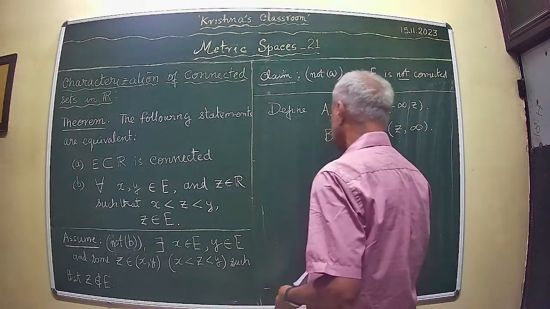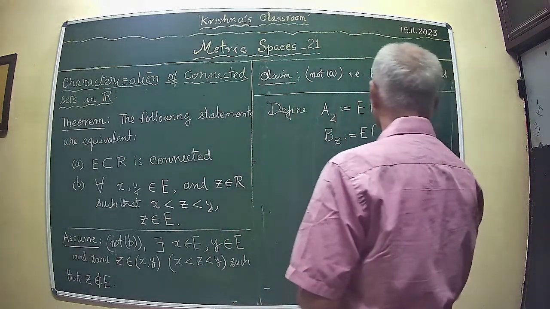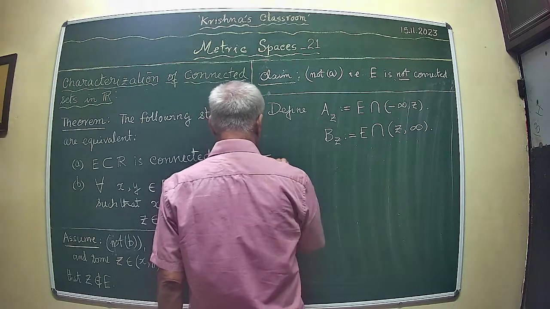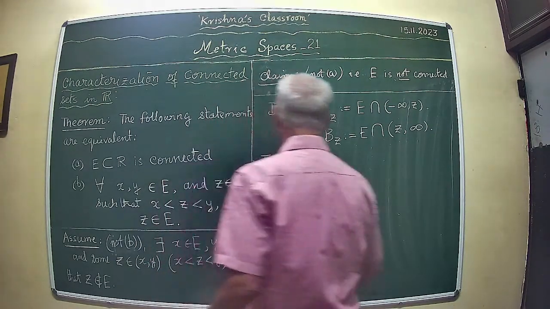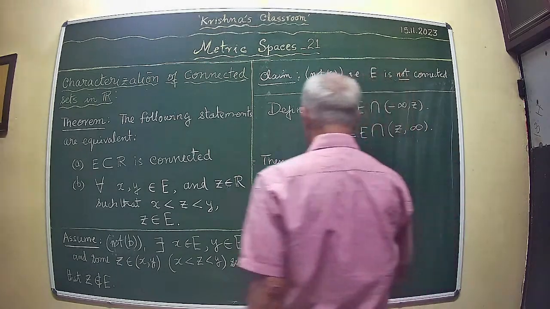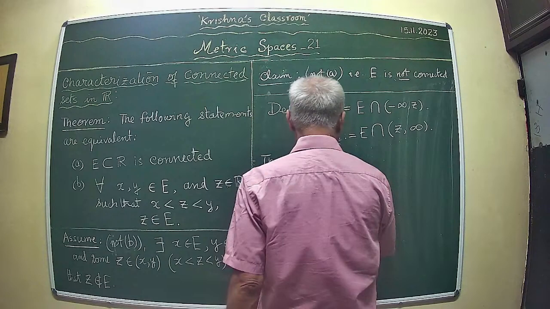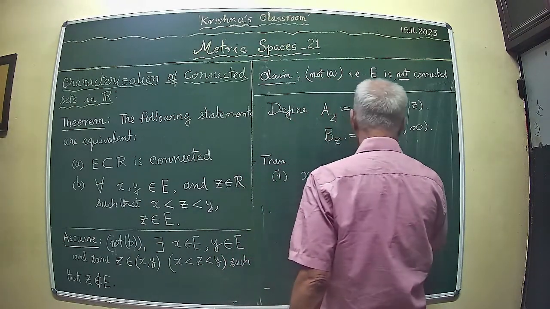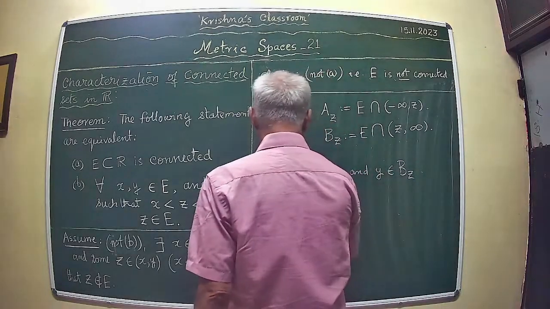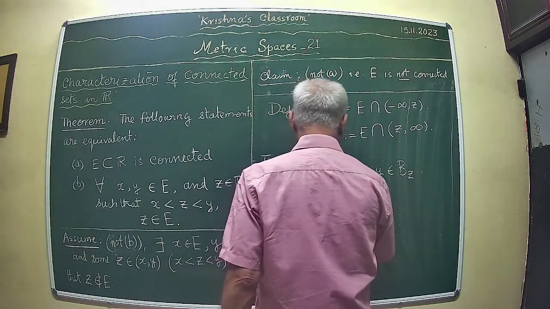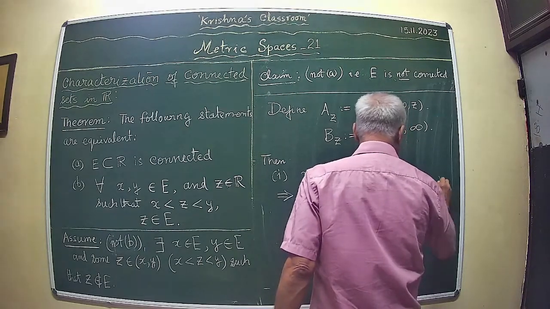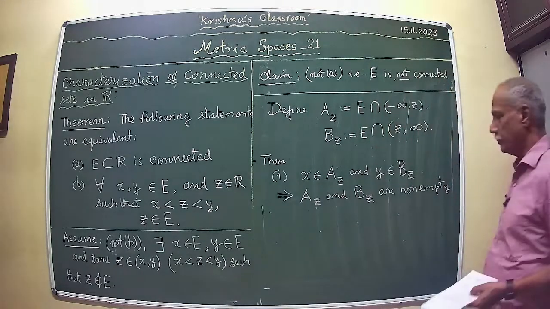Okay, so first we observe that, since x is less than z, we have x belongs to A_z and y belongs to B_z. That is clear, which implies A_z and B_z are non-empty. So we got two sets which are non-empty.